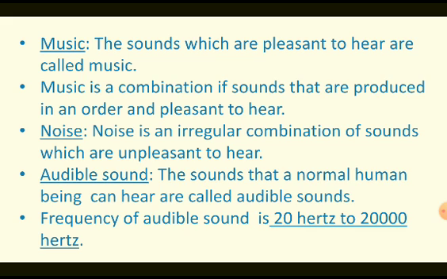The next is music. In nature, every human is fond of music. They love music. So why is music very pleasant to hear? The sounds which are pleasant to hear are said to be music. Why are they pleasant? Because the sound produced is in systematic order, and so it is very pleasant to hear. And the next term is noise.